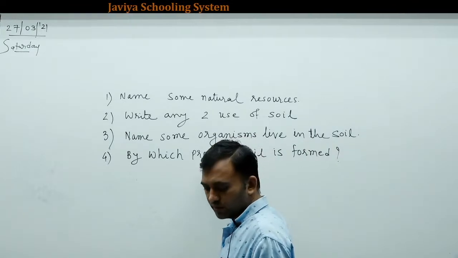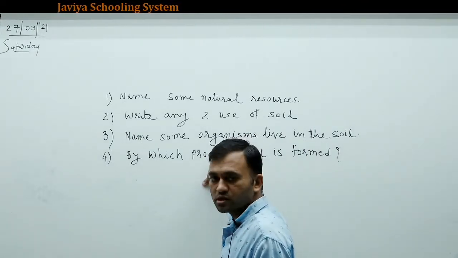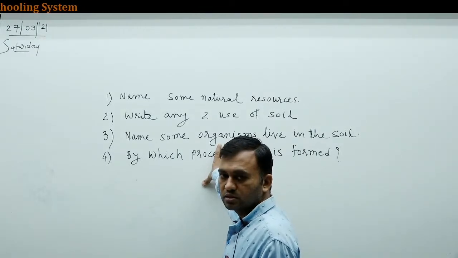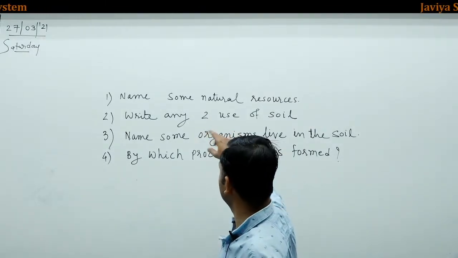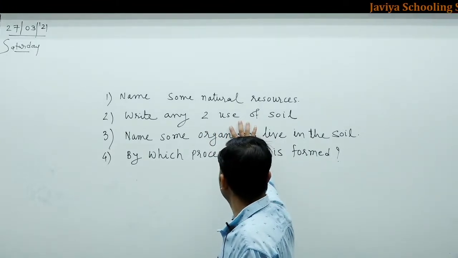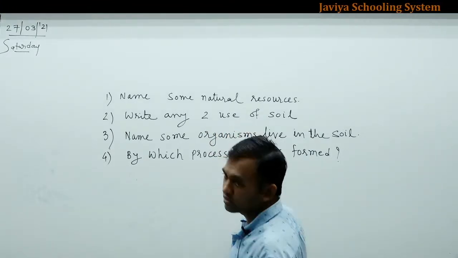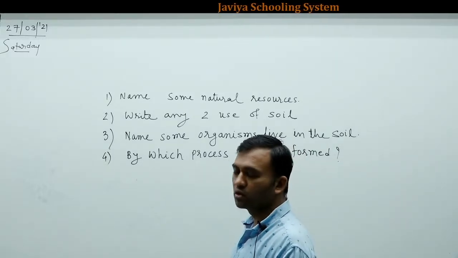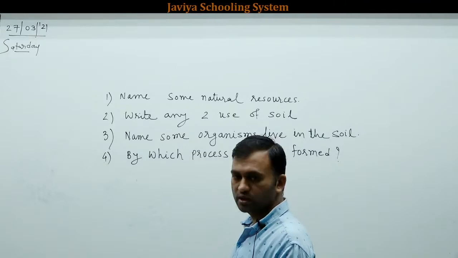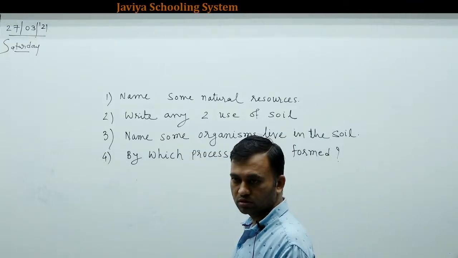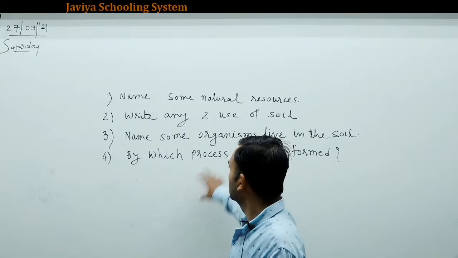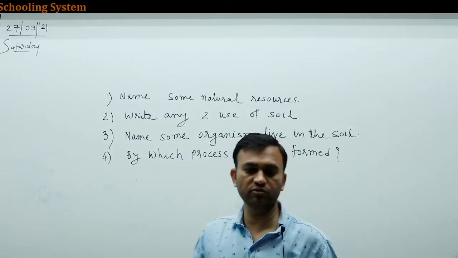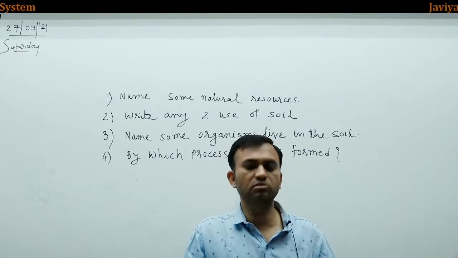उसमें फिर भी जिनको नहीं पता है उनके लिए, that forest, then sun, water, air, these are the examples of some other natural resources. Write any two uses of the soil. So it provides shelter to the many organisms, right? Then it holds the root of the trees. It provides water. It provides minerals. Name some organisms live in the soils. So you can write. Many of the students have given the answer.